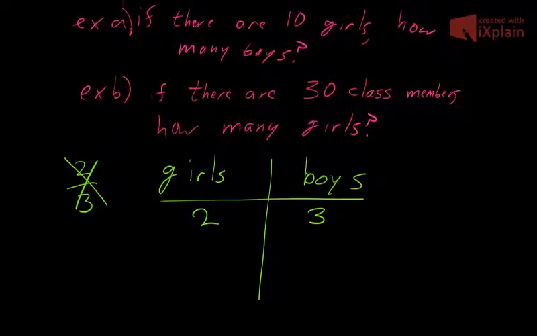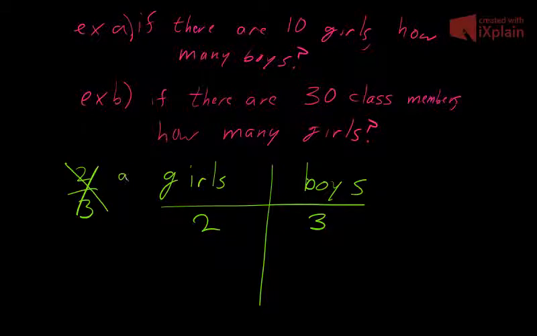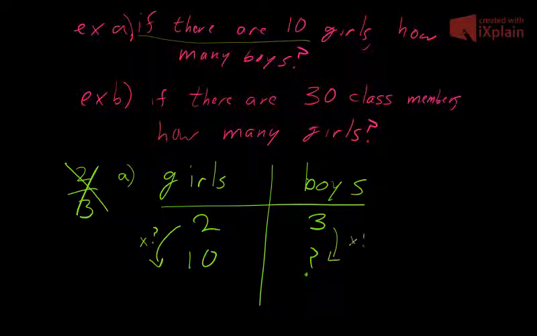Now for problem A, I'm doing A right now, by the way. I know that there are 10 girls, because it says if there are 10 girls. So I'm going to write a 10 here, and I want to know how many boys there are. So my question is what number goes there. Now there's a couple ways to do this. The first is to look at 2 times what is 10, and then we can do it down this way too. 3 times what is going to be that question mark. So that's how I want to do it first, and I'm going to show you that there's another way to do it too.